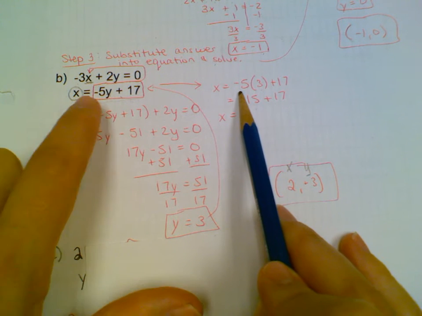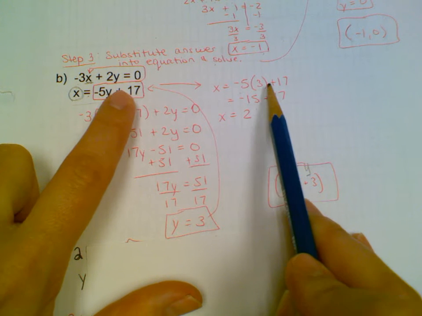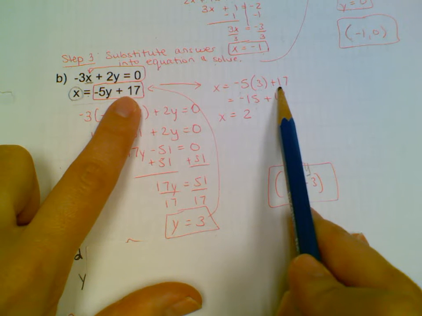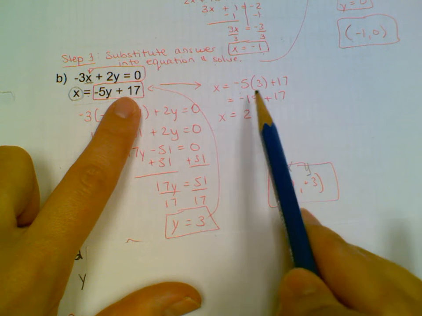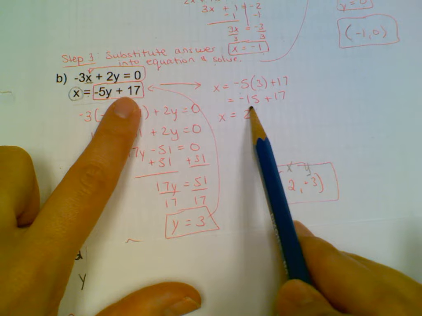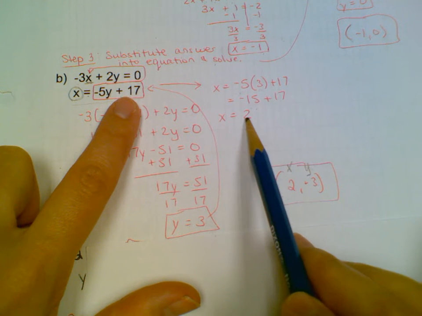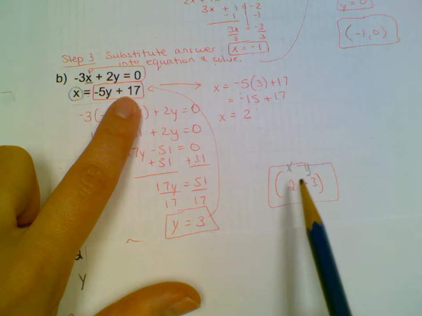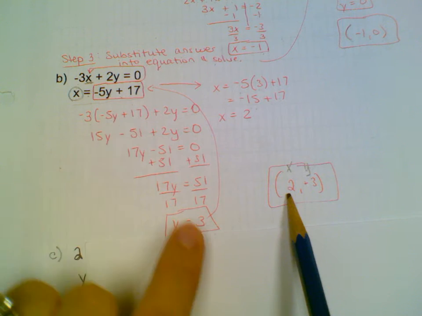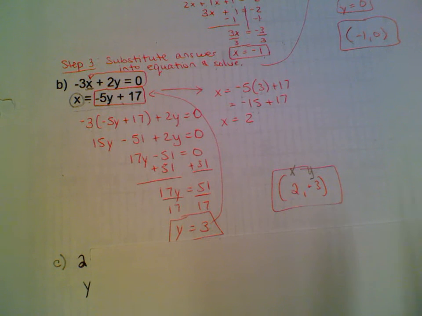So my negative 5 will stay the same. Replace the y with a 3 and the plus 17 will stay the same. Now I can solve this and that will give me what x equals. So I can multiply negative 5 and 3 and get negative 15. Bring down the 17, combine those two and I get positive 2. So writing out my ordered pair, remember it's x, y. So I would put x first, which is 2, and then comma 3 for my y coordinate.